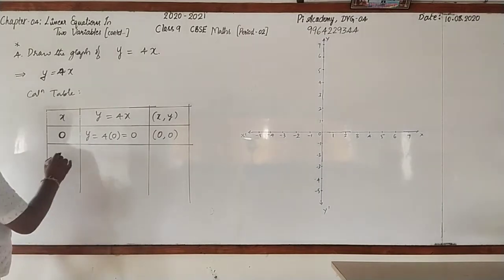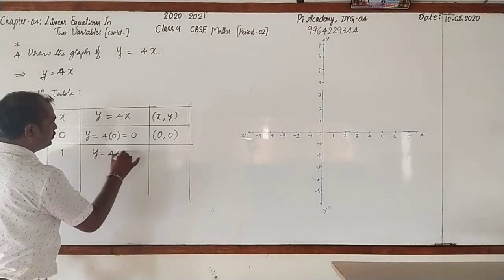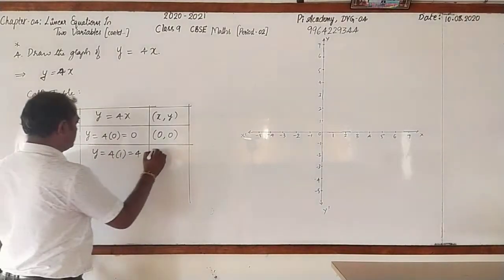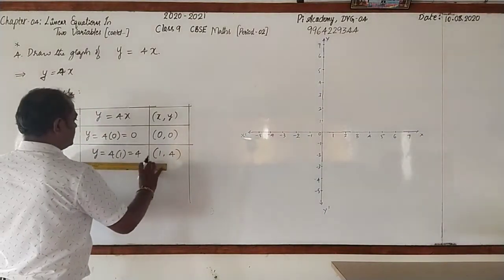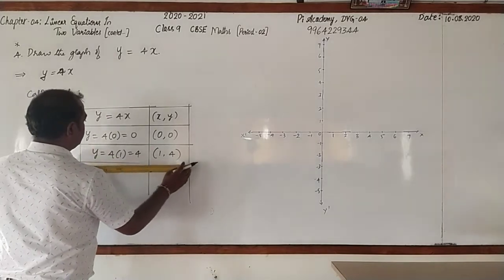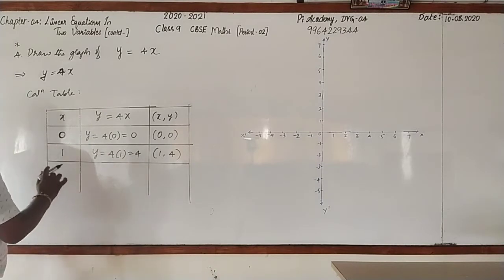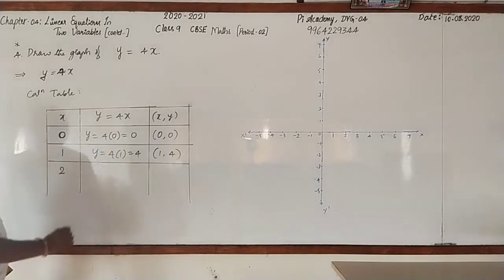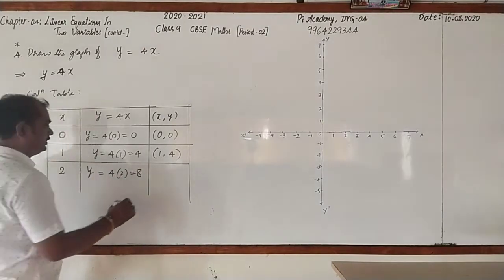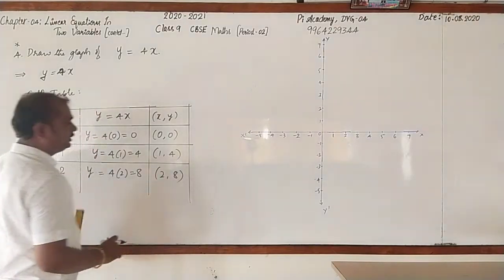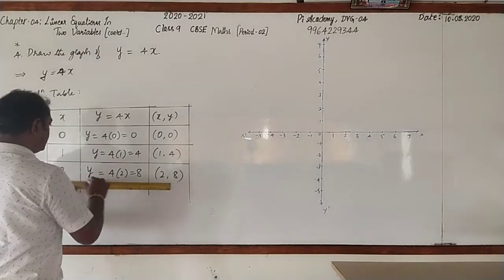Next, when x is 1, y is equal to 4 into 1. 4 into 1 is 4. It is 1 comma 4. Got it? Yes. Again, take scale and pencil and draw the line. Next, when x is 2, y is equal to 4 into 2. 4 2s are 8. 2 comma 8. Let us draw the line with the scale and pencil.